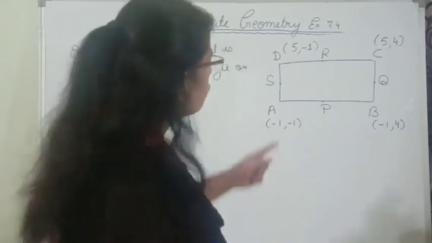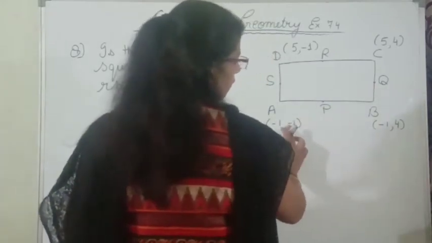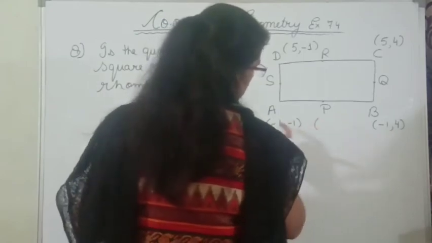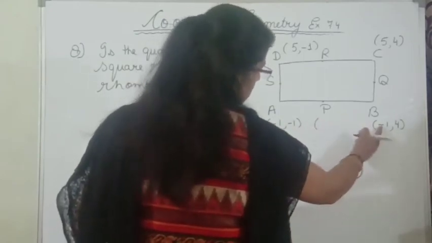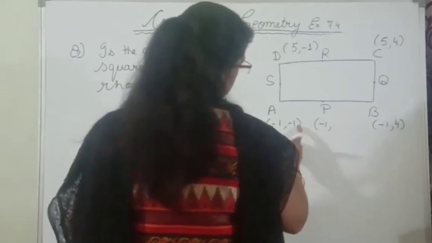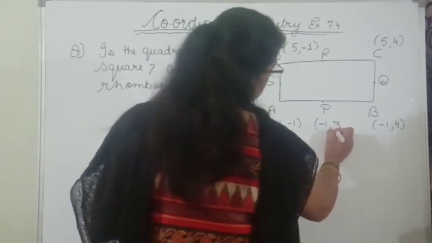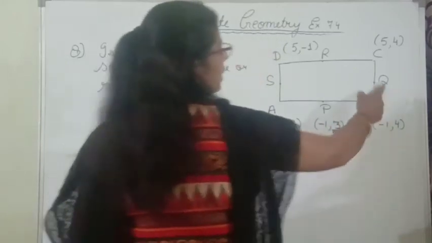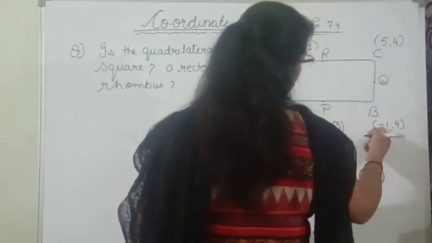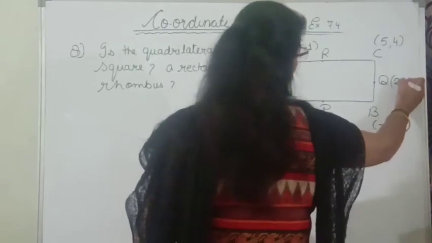Very easy. So this is the midpoint: (x1 plus x2) divided by 2 for the x coordinate, (y1 plus y2) divided by 2 for the y coordinate. So what will we get for the x coordinate? -1 plus -1, so -2 upon 2, which is -1. Same way, -1 plus 4, so 3 upon 2. So this we got. Same way we can get the coordinates of the next one. x1 plus x2, 5 minus 1 is 4, 4 upon 2 is 2, and 4 plus 4 is 8, upon 2 is 4.